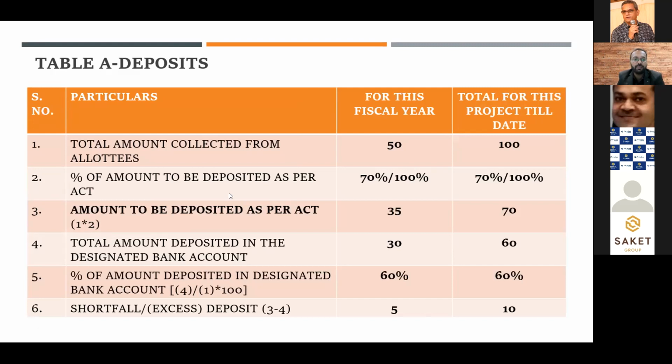I have selected 70%. Amount to be deposited, what was to be deposited? It is 35. But total amount actually deposited in the RERA designated bank account is 60. Is 30% amount. So that is the 60% amount deposited. So there is a shortfall of 10%. 5 is the shortfall. So here they already have a field to mention the shortfall amount, but still again they are asking below, if there is a shortfall, what is the amount? That needs to be mentioned.